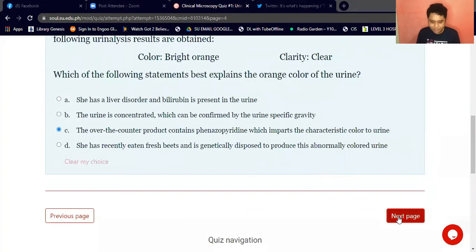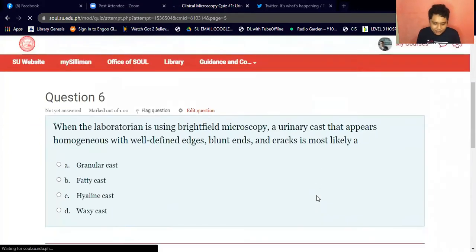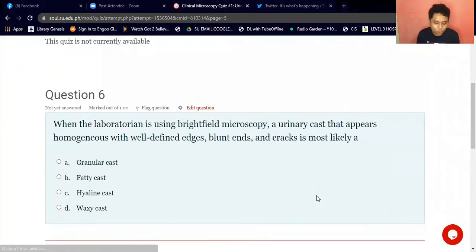Next, when the laboratorian is using bright field microscopy, a urinary cast that appears with a homogeneous matrix, smooth appearance, well-defined edges, blunt ends, and cracks is most likely, you can see the cracks and fissures, smooth appearance, that is your waxy cast. Very good.